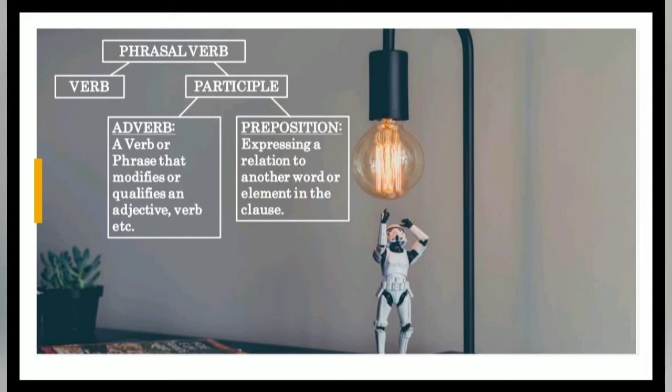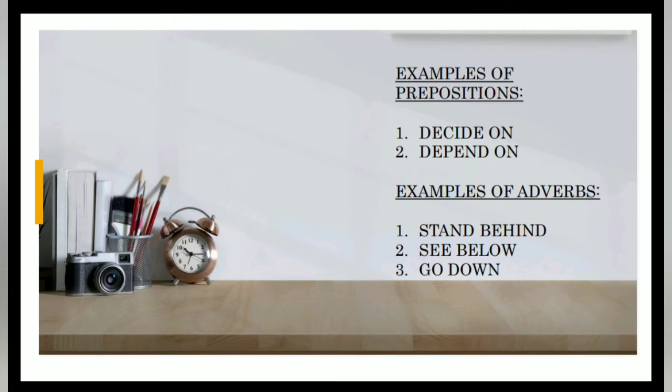But further, a phrasal verb is divided into 2 categories. One is verb and the other one is participle. These 2 things are included to make a phrasal verb. And further, a phrasal verb adds an adverb. It can be an adverb or it can be a preposition. In the description, I have highlighted the definition of these two words. So, the example of preposition is decide on, and the second one is depend on.